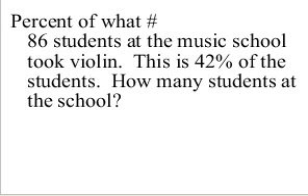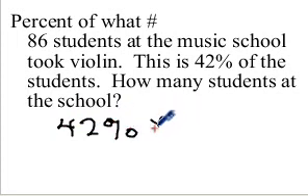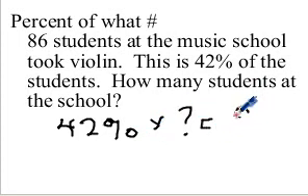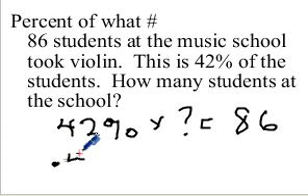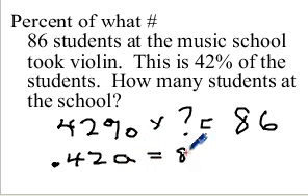What this question is really asking you to do is, you know that 42% of some number, remember "of" is like times, of some unknown number is equal to 86. That's what this question is asking you, to figure out what that unknown is. So again, let's convert the percent to a decimal, 42 hundredths. And our unknown, let's use a, so we don't get it mixed up with the x. So 0.42a equals 86.